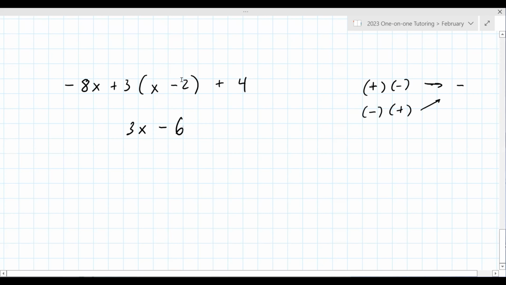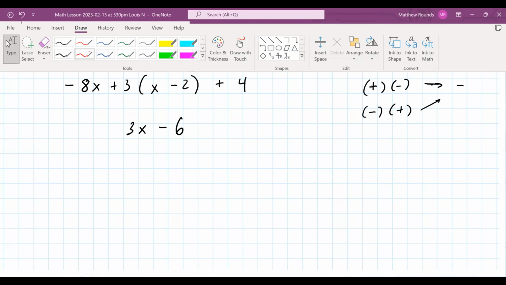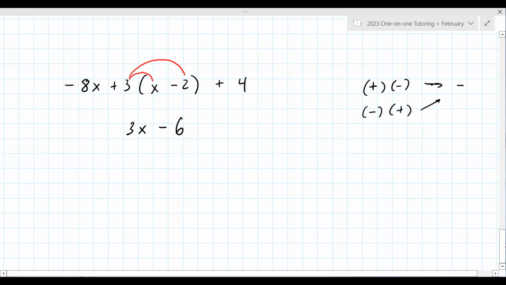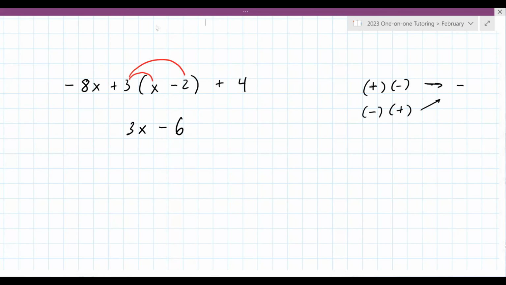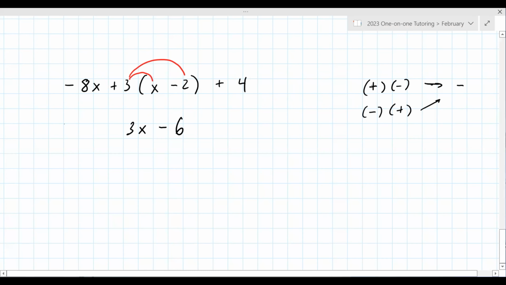Notice there's no x here. There's just a number. It's just 3 times 2. And if you're not doing this, it's good to show what you're multiplying so that you can see the progression of the problem.